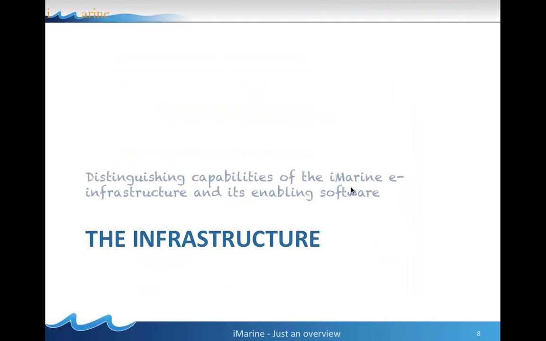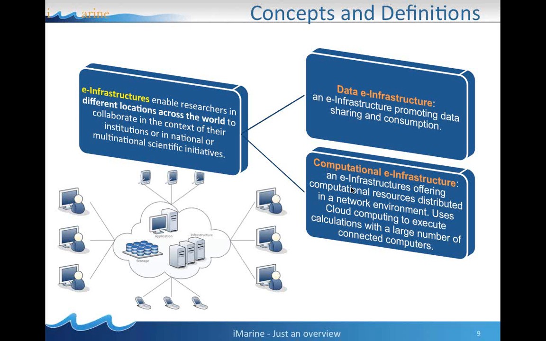Then I will briefly introduce the infrastructure. Clearly, I'm a computer scientist, so this is more about my activity in this initiative. And I will start with clarifying what is intended by infrastructure. So an infrastructure is a platform enabling researchers in different locations across the world to collaborate, across the boundaries, across the locations, across the different technologies. And then there are several characterizations of an infrastructure.